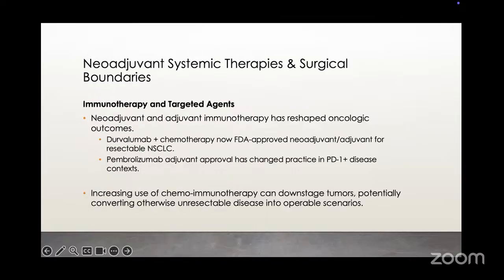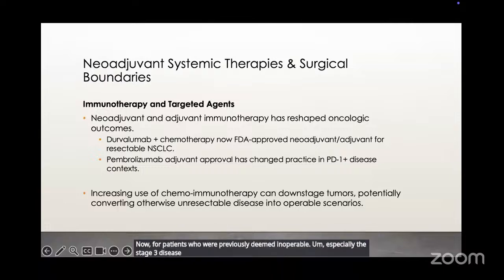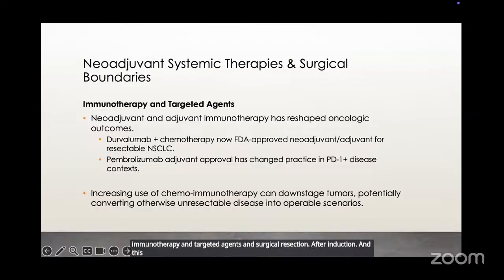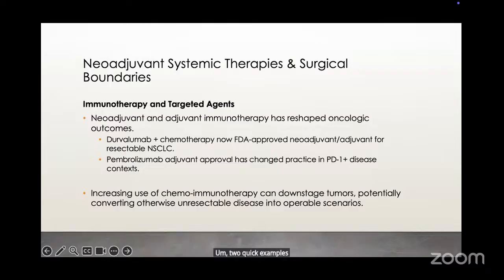Now, for patients who were previously deemed inoperable, especially stage 3 disease, we now have the combined approach of neoadjuvant immunotherapy and targeted agents and surgical resection after induction. And this has also increased the amount of patients who are now able to undergo surgical resection. Two quick examples there, durvalumab and chemotherapy is now FDA approved for neoadjuvant and adjuvant therapy in patients with non-small cell lung cancer who are resectable.